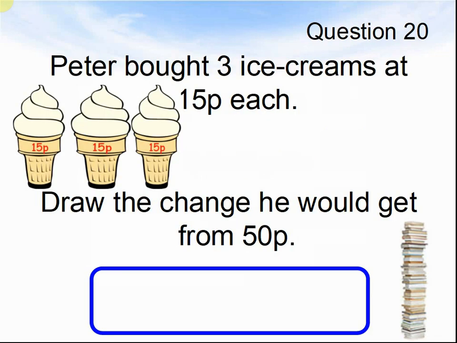Question 20. Peter bought 3 ice creams at 15 pence each. Draw the change he would get from 50 pence. And the answer is there, so pause the video until you are ready to see the answer. Here comes the answer. The answer is 5p.